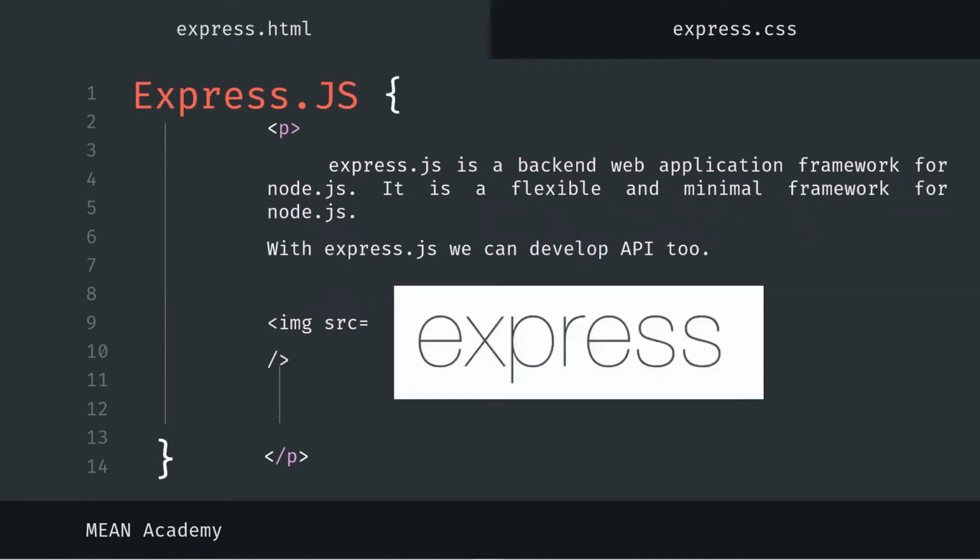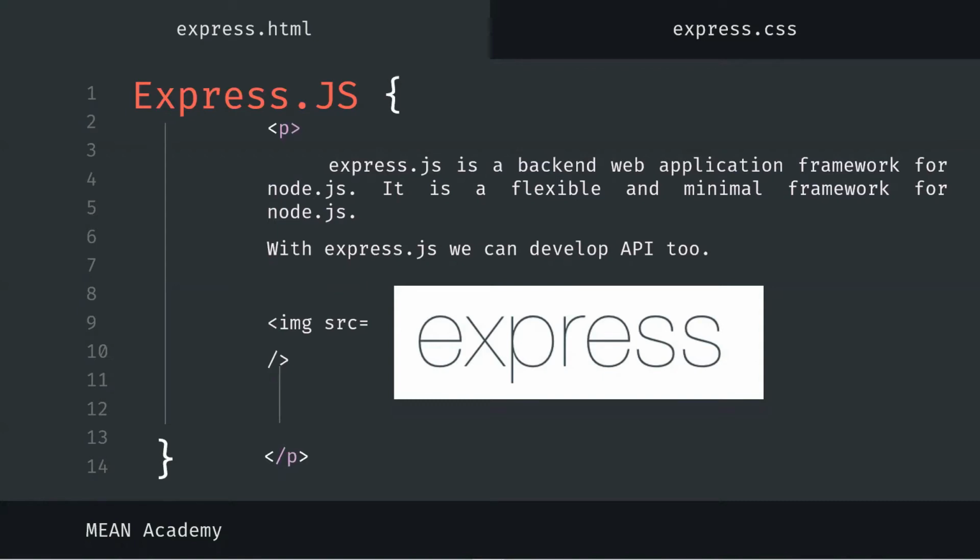Then after that we have Express.js. What is Express.js? Express.js is a backend web application framework for Node.js. We can go with Express.js for web development, because all the code has to be written in backend mode. That means we have to write all the content in the backend itself.